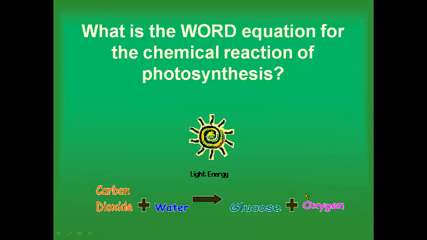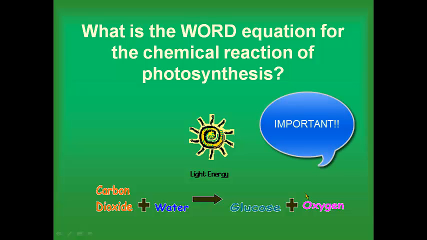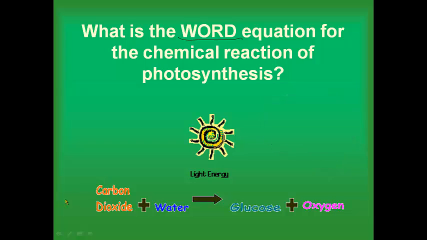Now, in chemistry, which is basically a study of chemical reactions, because remember, photosynthesis is just like a chemical reaction, we have two different types of equations. We have something called word equations, and then we have another one we're going to talk about in a minute called chemical equations. In word equations, we just use words. This is the word equation for photosynthesis, and you need to memorize it. I'll write that down for you. Memorize it, because you're going to need it later on your test and for the Cambridge test.